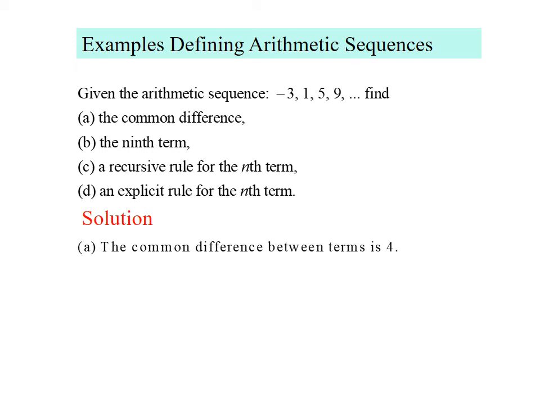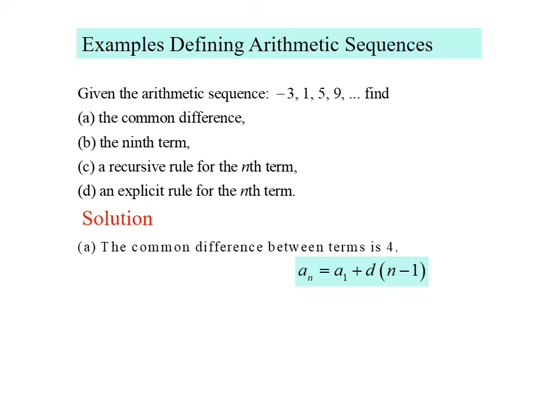The second one is to find the ninth term. To find the ninth term, we need to use our explicit formula, a_n is equal to a1 plus d times (n minus 1). Good. Our first term is -3, so a1 can take -3.